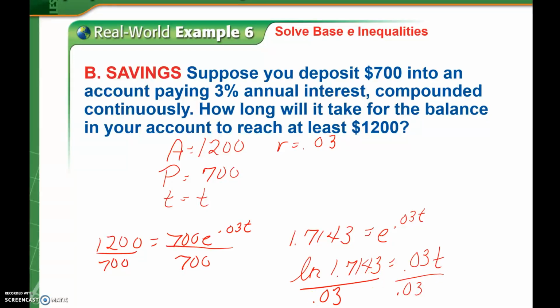So I'm going to go natural log 1.7143. It gets 0.5390, and then divide by 0.03. You get 17.9697 years, so about 18 years before I'm going to have $1,200 in that account.